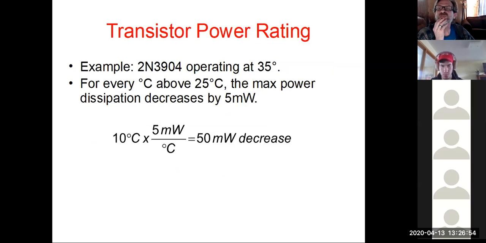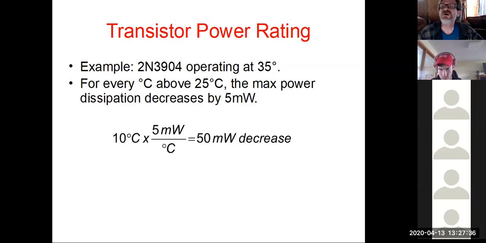Everybody's used to using this transistor, the 3904, but let's say it's operating at 35 degrees, which is 10 degrees over what the spec sheet says is its normal operating range, okay? So what we have to do is multiply out, and we'll see how much loss we could have. So the 10 degrees Celsius, and the reason they draw the symbol in there, you notice the symbols cancel each other out. So really all we're doing is multiplying the 10 by the 5 milliwatts, and we come up with a 50 milliwatt decrease in efficiency of this transistor if we operated at this heat range.